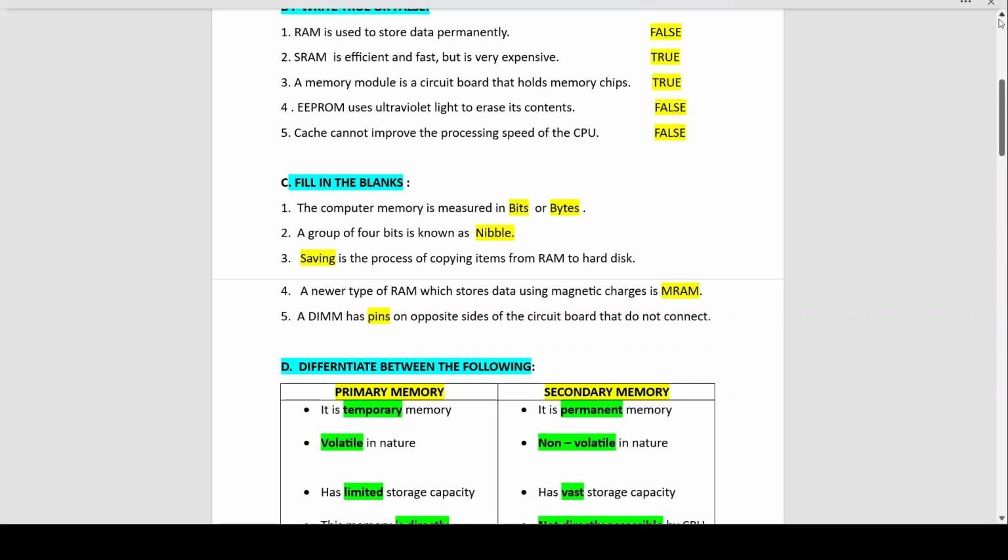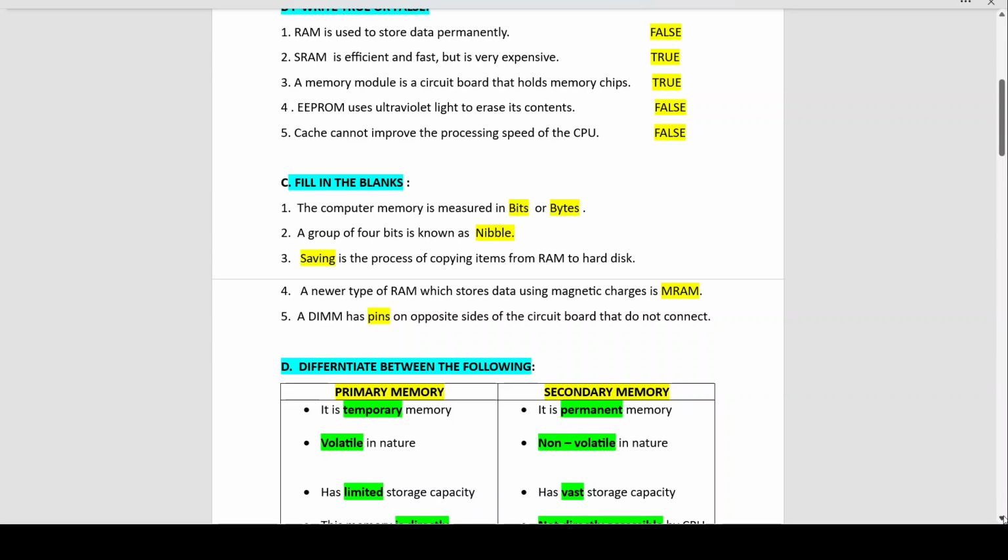Number 2, a group of 4 bits is known as a nibble. Number 3, caching is the process of copying items from random access memory to hard disk. It is saving. Number 4, a newer type of RAM which stores data using magnetic charges is MRAM. It is magnetoresistive random access memory. Number 5, a DIMM has pins on opposite sides of the circuit board that do not connect.